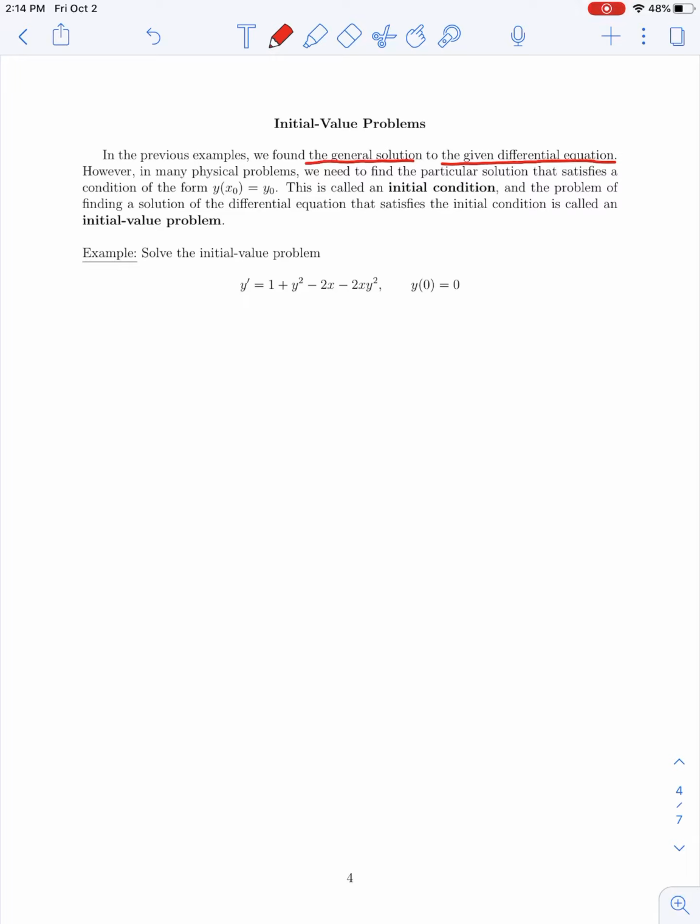So notice that in our earlier examples, all of the solutions that we found depended on some general constant or some arbitrary constant, which we were denoting by capital C. So when we refer to a general solution, we're meaning that it involves the general constant C.